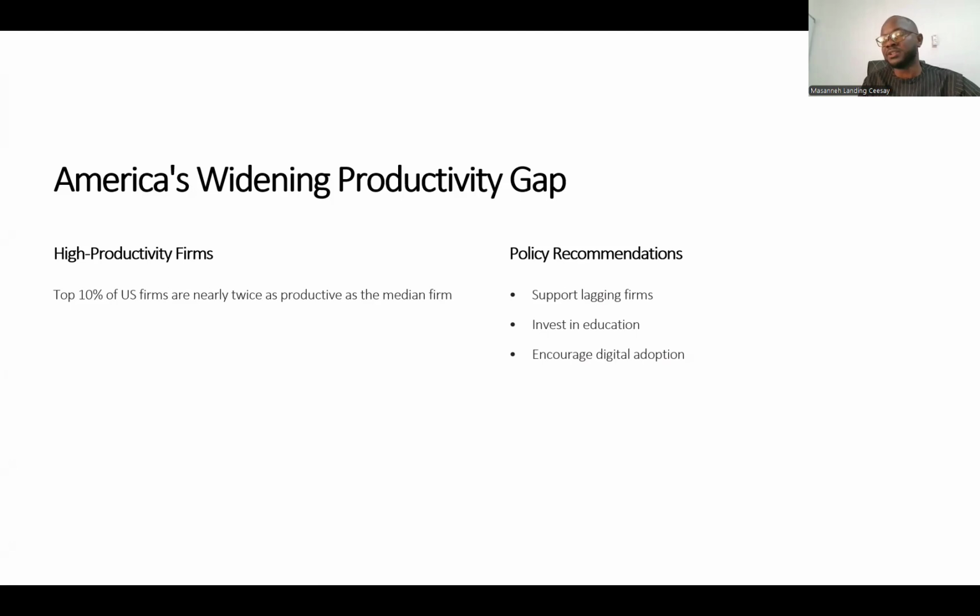So some of the things that governments can do to address this productivity gap: one, make sure you support those farms that are not operating at an optimal level, right? And you invest in education, because sometimes the low productivity is a result of skill shortage or a skills mismatch problem. So if you invest a lot in education, it addresses the issue of skills mismatch and skill shortage, and this can reinforce the productivity level. And also, encourage digital adoption.